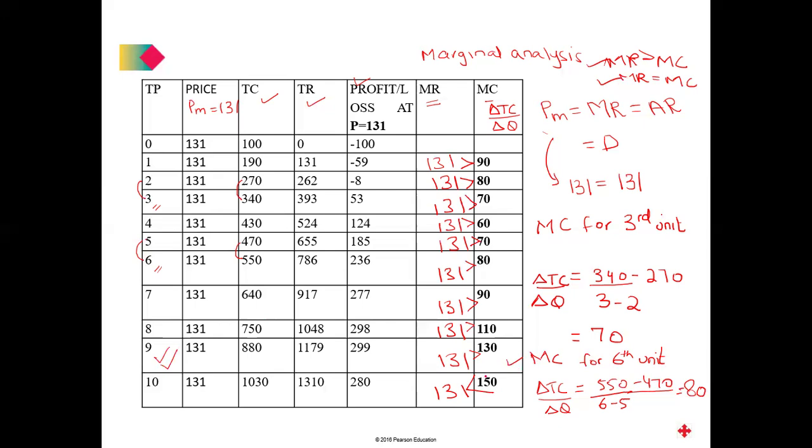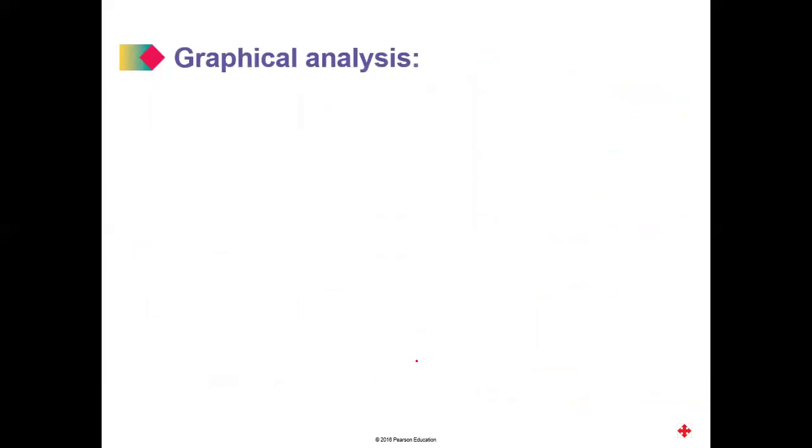Because up till 9 units, marginal revenue is greater than MC. So we are going to produce 9 units of output. So this is how we are going to find the best output by doing marginal analysis. Now we are going to do a graphical analysis. So we are going to do marginal analysis by using graphs.